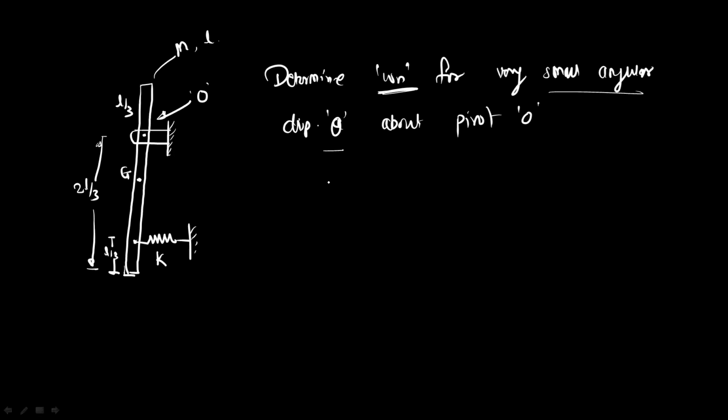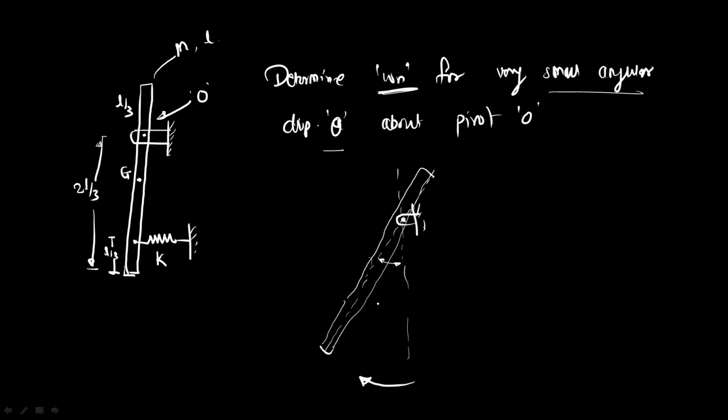First we should draw the displaced position. This is your pivot point, so it will remain fixed. You can give the displacement either in the anti-clockwise direction or in the clockwise direction. Assume we have displaced it in the anti-clockwise direction, that is towards the left side. This is the displaced position. This angular displacement will actually be very small.